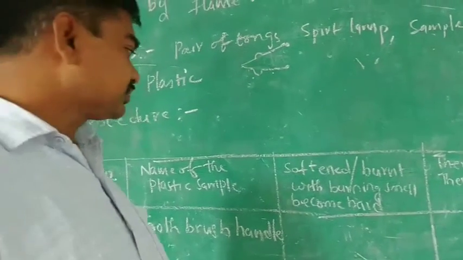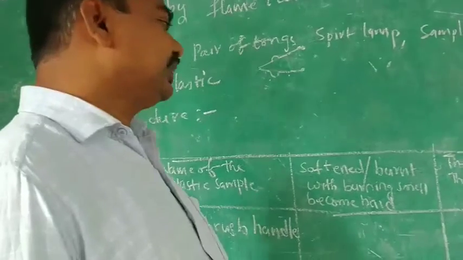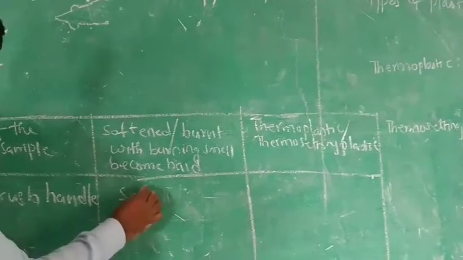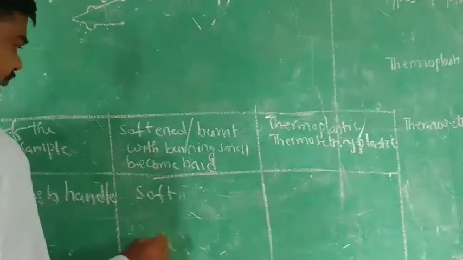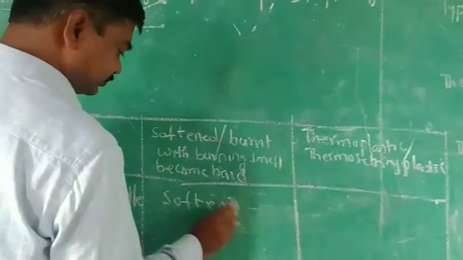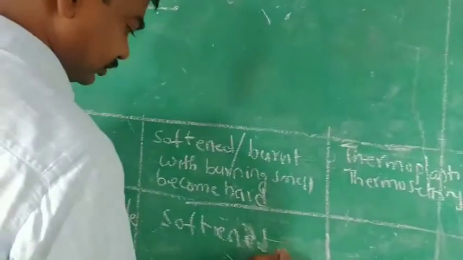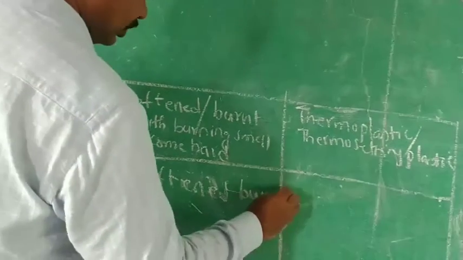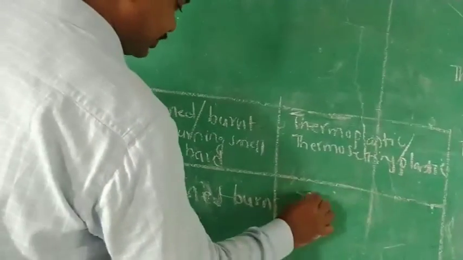After burning, whether it is becoming hard or softened. If it is a softened burn, then what plastic is it? Thermoplastic. Softened burn, and smooth. It is what type of plastic? Thermoplastic.